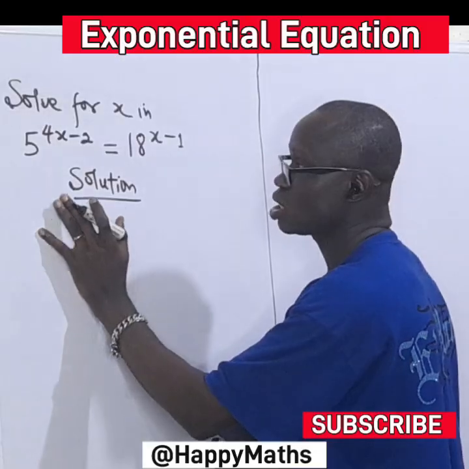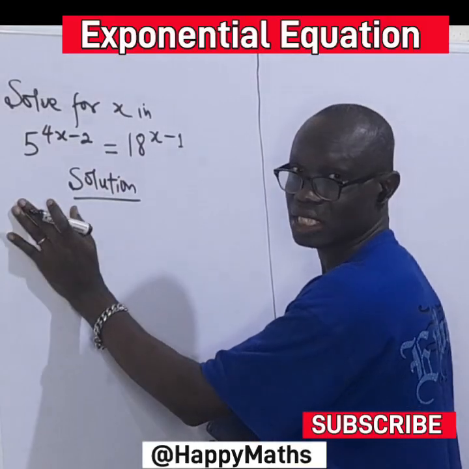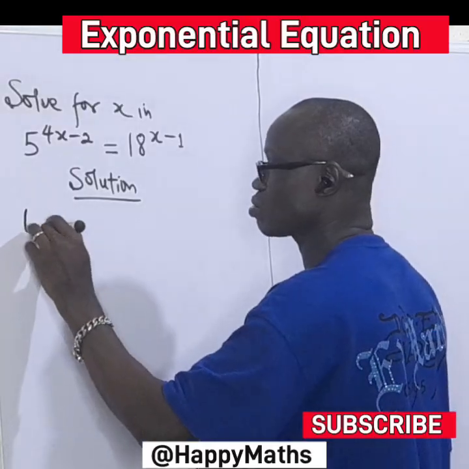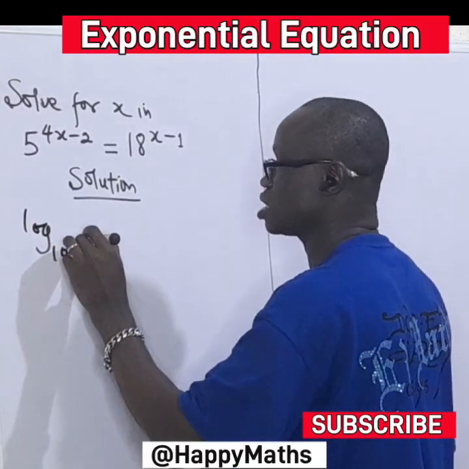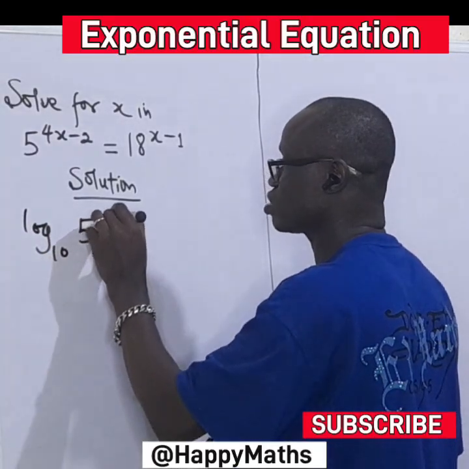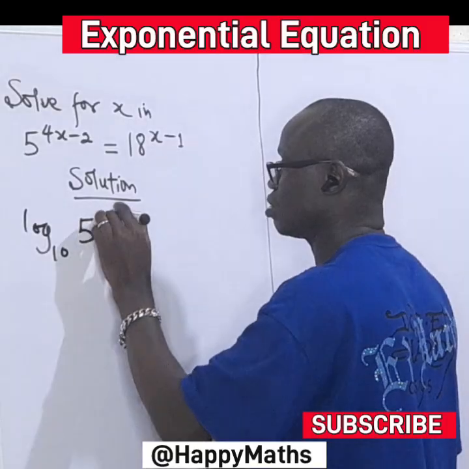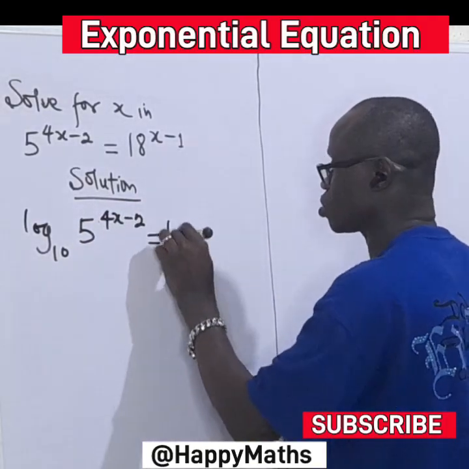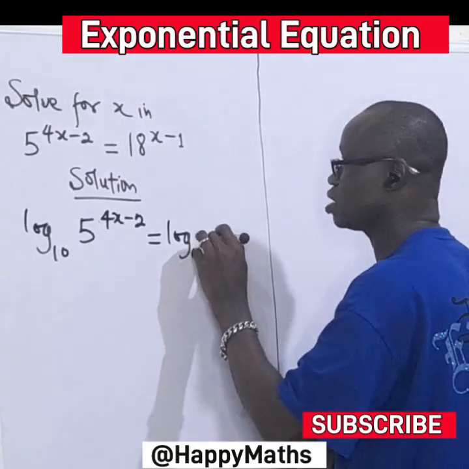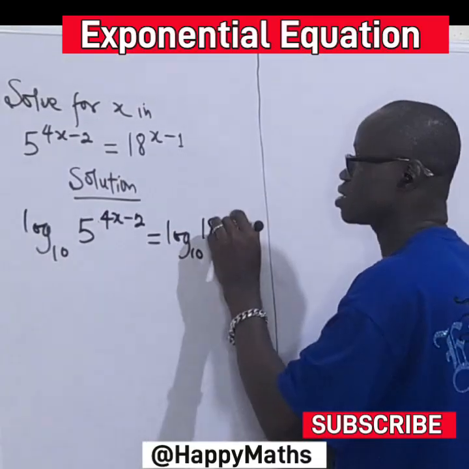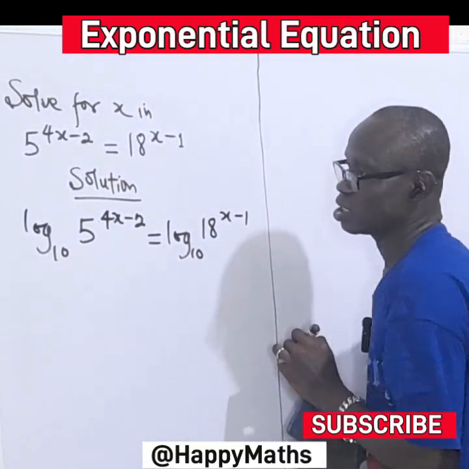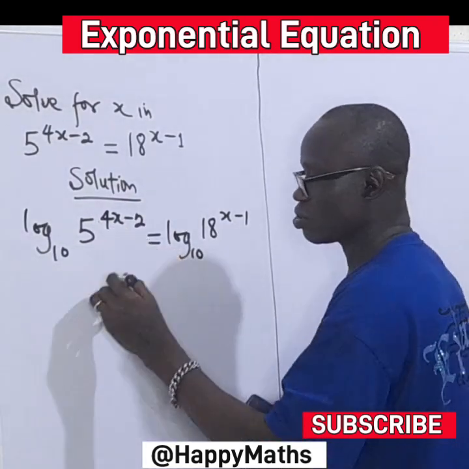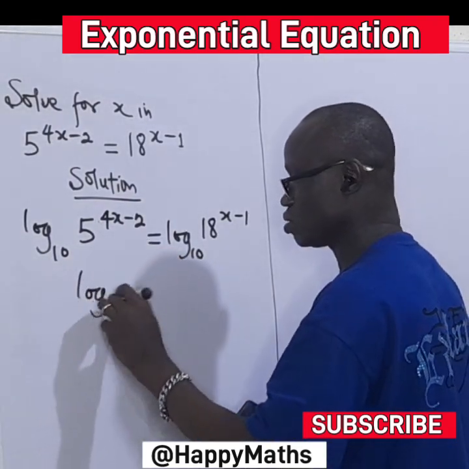So what do we do? Let's take both sides to the log to base 10. So we have log base 10 of 5 raised to the power of 4s minus 2 equals log base 10 of 18 raised to the power of s minus 1.